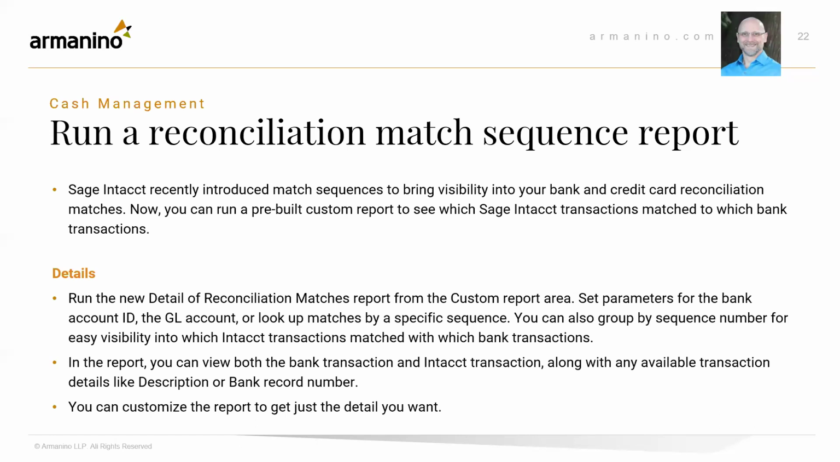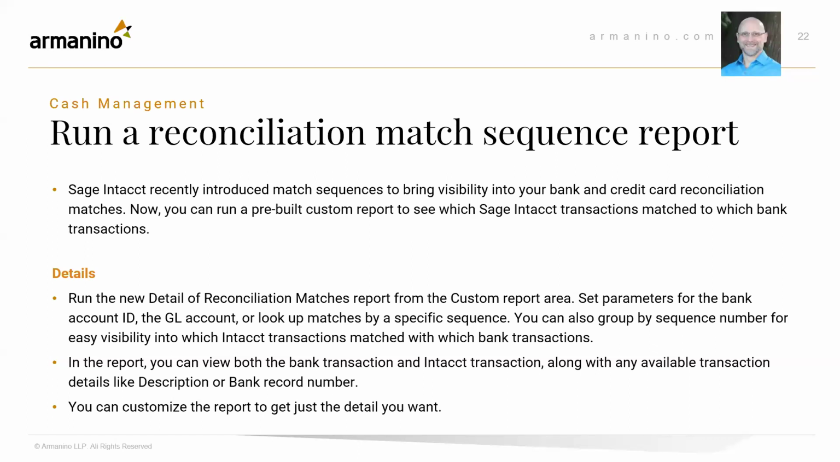You run the new detail of reconciliation matches report from the custom report area, and set the parameters for the bank account ID, the GL account, or look up matches by a specific sequence. You can also group those by sequence number for easy visibility into which Intacct transactions matched with which bank transactions. In the report, you can view both the bank transaction and Intacct transaction, along with any available transaction details like description or bank record number, etc.